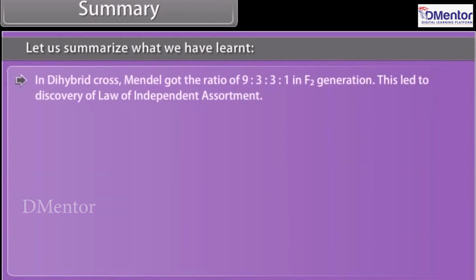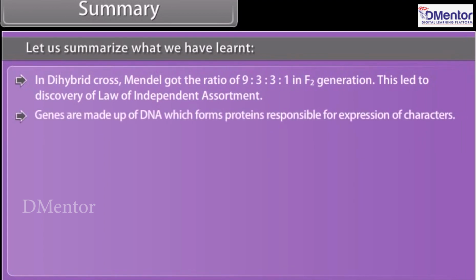In the dihybrid cross, Mendel got the ratio of 9:3:3:1 in the F2 generation. This led to the discovery of the law of independent assortment. Genes are made up of DNA, which forms proteins responsible for the expression of characters.